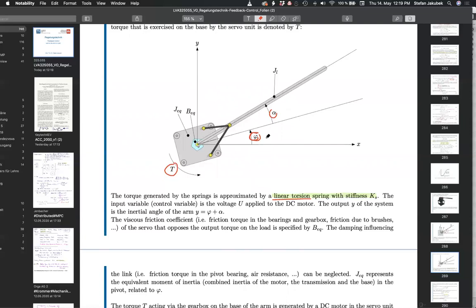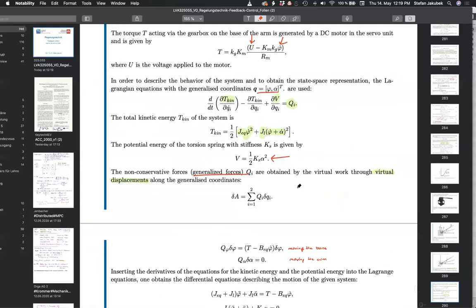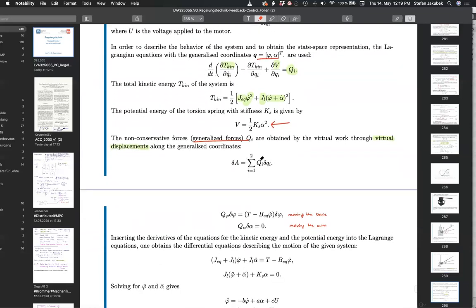And then we make virtual displacements of this base unit. And we make a virtual displacement of this rod. And then we know that there is a torque acting on the system. We also probably know that there are some dissipative forces. And now we determine what kind of work is carried out by those forces. And then by comparing them to this equation here, we get an expression for the generalized forces.